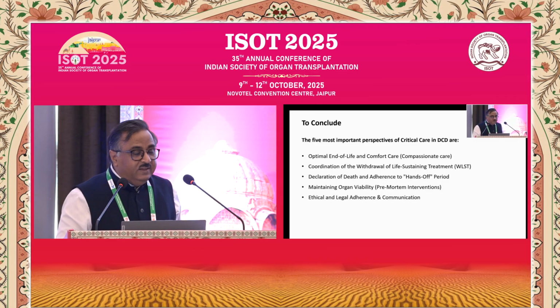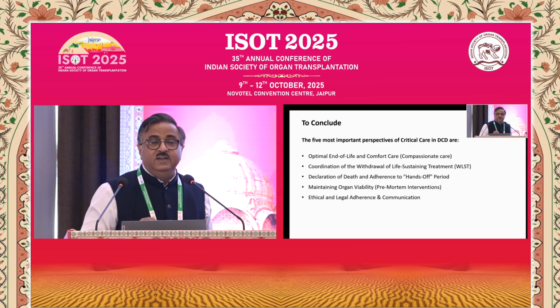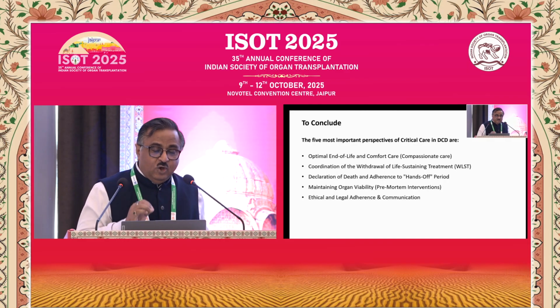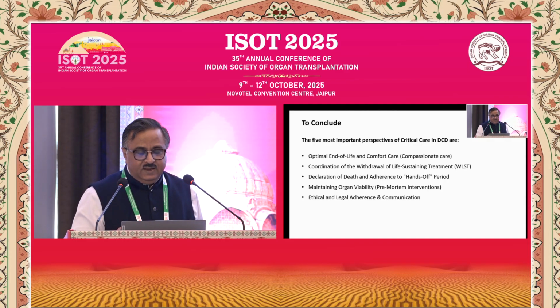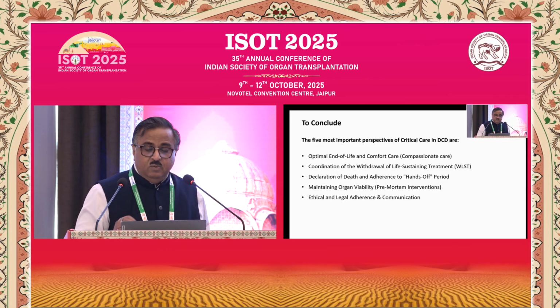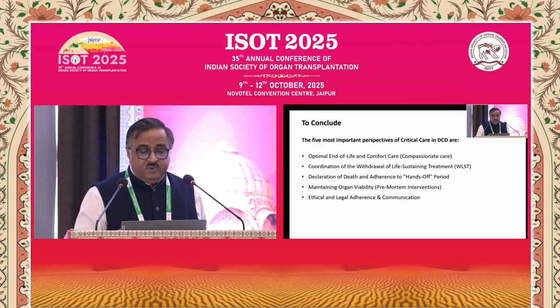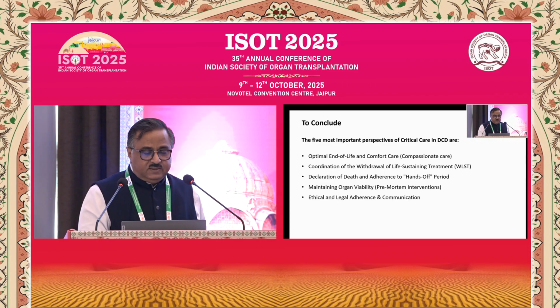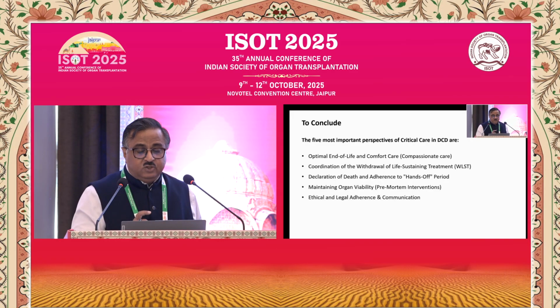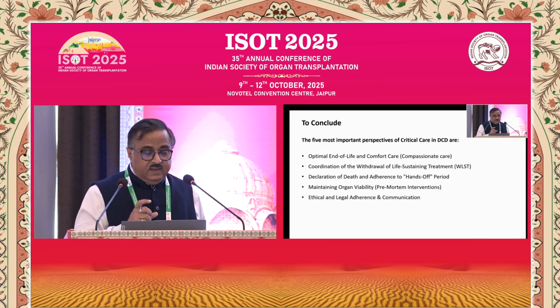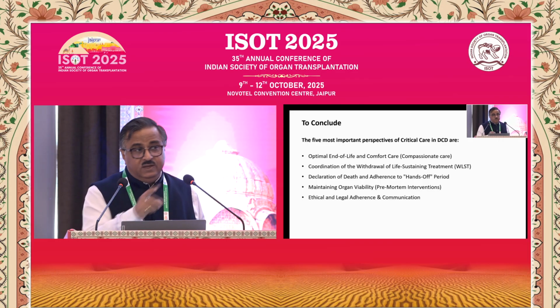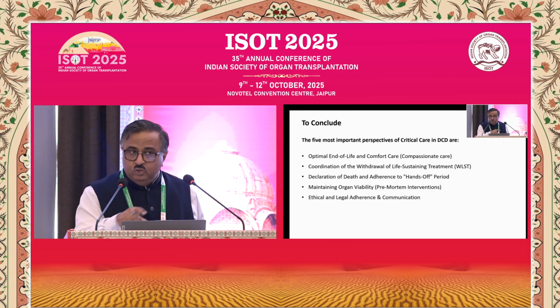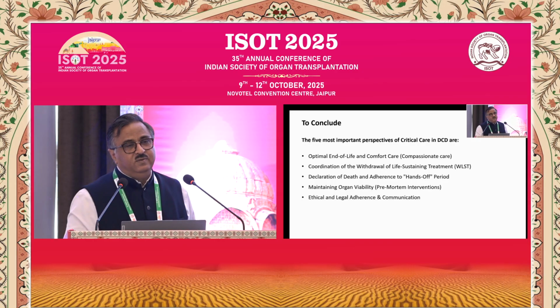So to conclude, the 5 most important perspectives of critical care in DCD are optimal end of life, compassionate care, as I said, coordination with the WLST, withdrawal of life support team, then declaration of death with adherence to the hands-off period, that I said, 5 minutes, maintaining, in the meantime you have to maintain the organ viability, that is called pre-mortem interventions, and then ethical and legal adherence and communication, as I said, amongst all those who are the main stakeholders for this kind of transplantation.